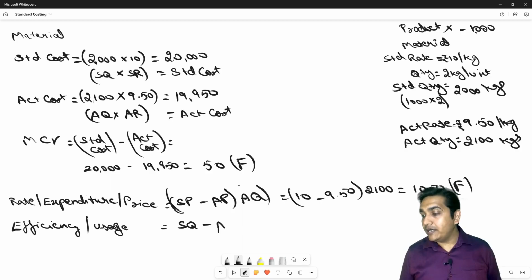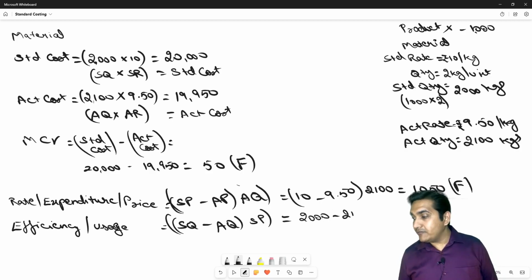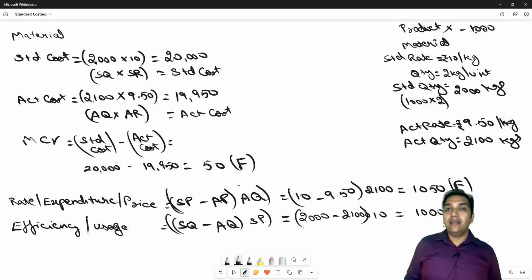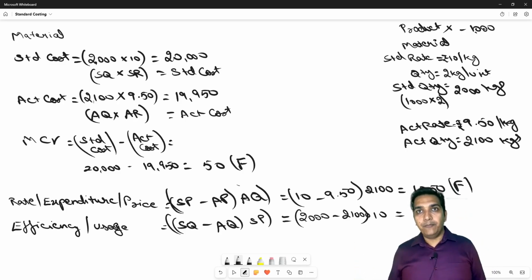So standard quantity minus actual quantity 2100, multiplied by standard price. What is my standard price? 10 rupees. So what is the difference? I get 1000.